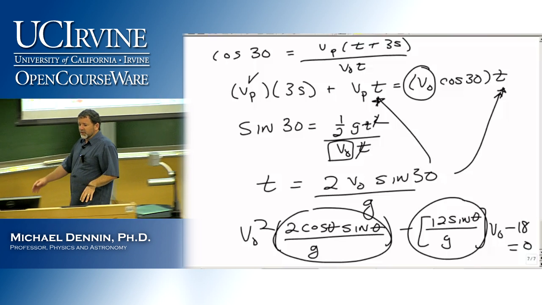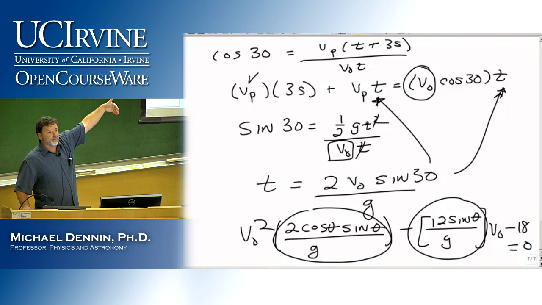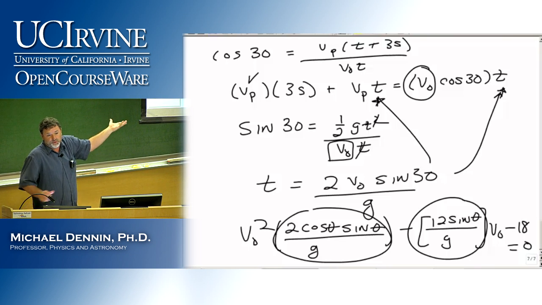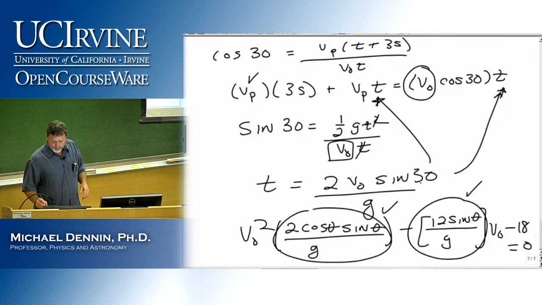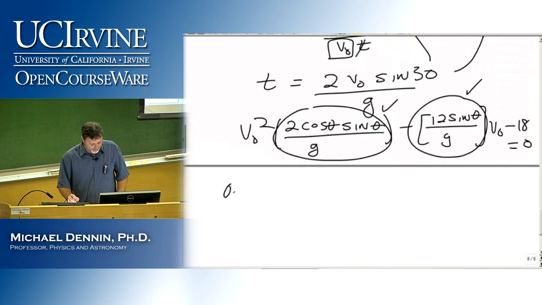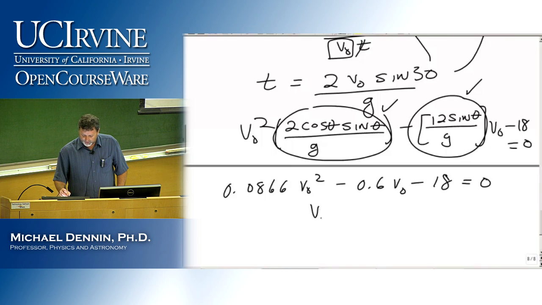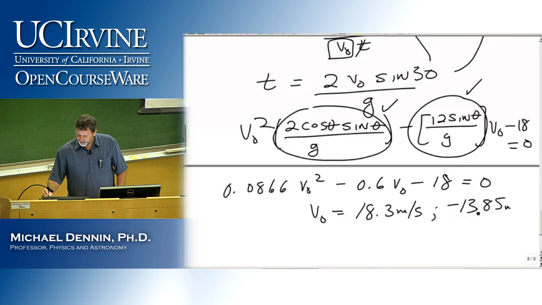This one is a fun one because there are 2 or 3 different ways to do the algebra. So I'll make a little video for you of different ways to do the algebra so you can see which one makes the most sense to you. But here I just plug in for this number and this number. And I get 0.0866 V naught squared minus 0.6 V naught minus 18 equals 0. And so I would get a V naught equals 18.3 meters per second and a minus 13.85 meters per second.